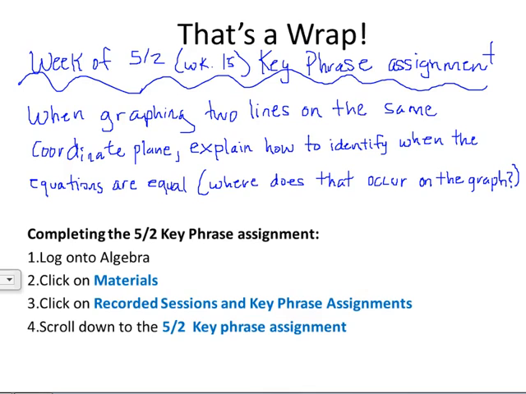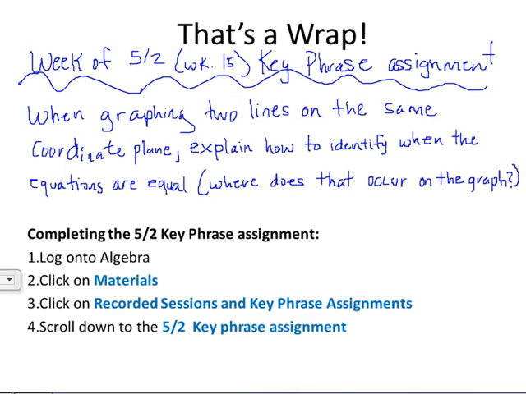So my question to you is, when you graph two lines on the same coordinate plane, how do you identify when the equations are equal to one another? So when the x and y variable, or whatever variables you chose, in our case, the example was that when the number of days and the cost of each deal was the same. So where do you look, or what do you look for to identify that point? Where does that occur on the graph when you've got two graphs plotted on the same coordinate plane?